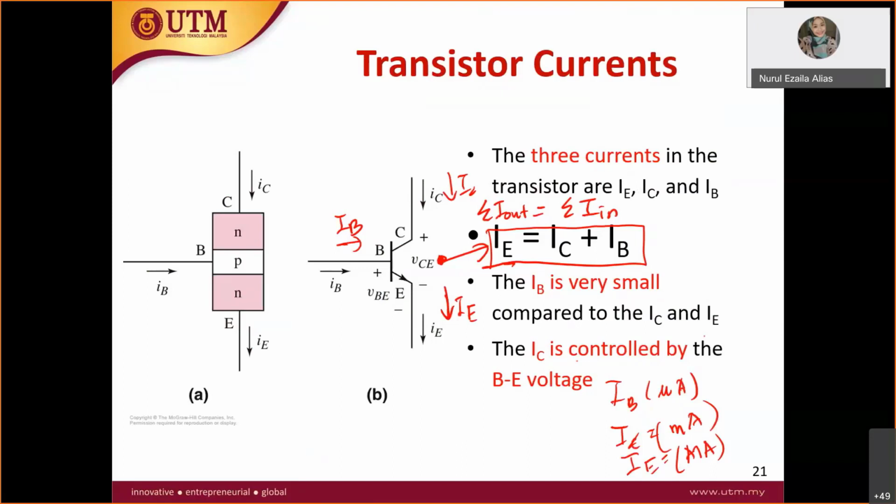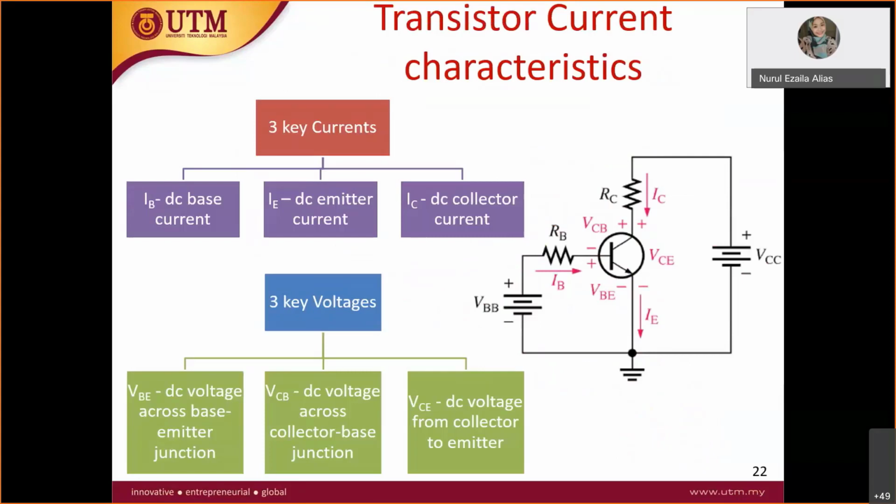So we say that the current IB is very small because it is in microamperes, and IC and IE are in milliamperes. So there will be three currents: base current, emitter current, and collector current. And there will also be three voltages, such as the base to emitter voltage, which means the junction voltage. So you have this voltage and you also have this voltage. The only important voltages are these two, VBE and VCE. But the currents are all important, you need to know them.